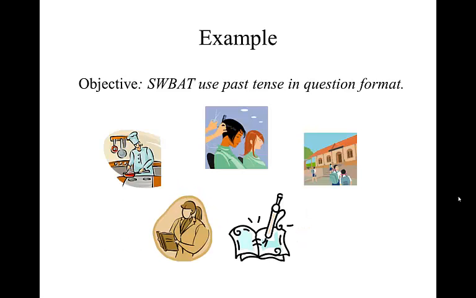Here's another example. Students will be able to use past tense in question format. To do so, students can interview a family member, or if one is not available, an older friend, by asking, did you, or when did you, or whatever form of the past tense they're using. They can put the questions together in class so that they understand what the questions are and then write the answers in English.